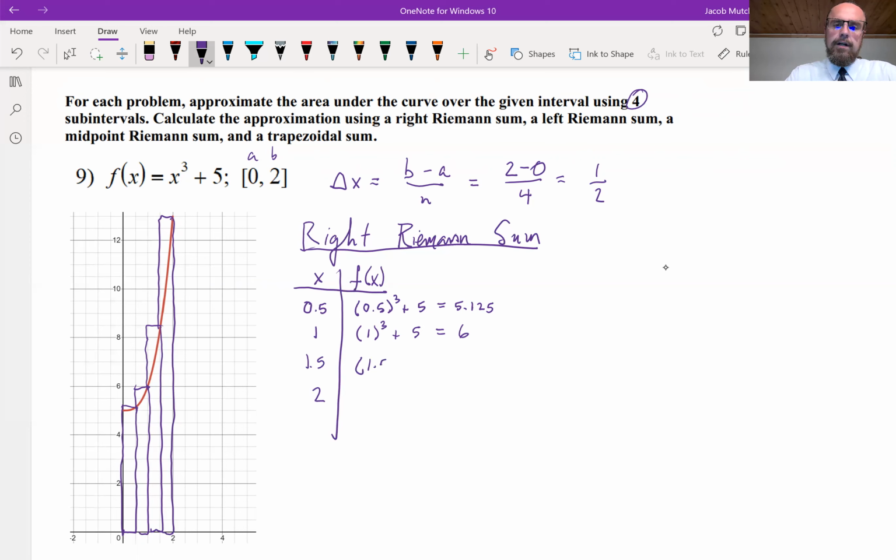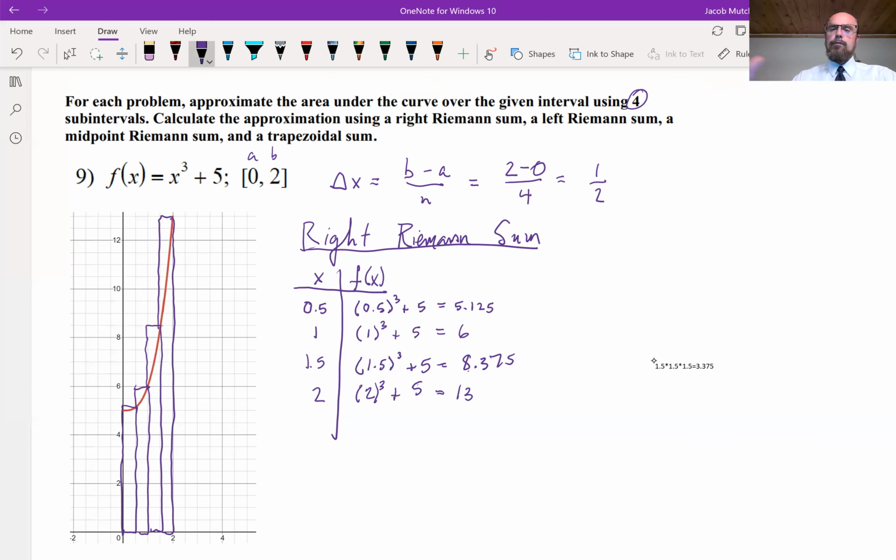At 1.5 cubed, let's see what the value of 1.5 cubed is. If you don't remember, you can multiply 1.5 times 1.5 times 1.5. So that's 3.375. If I add that to 5, that's 8.375. And 2 is going to have the value of 2 cubed plus 5. That's 8 plus 5, which is going to have the value of 13. So essentially what those represent are the heights of the rectangles.